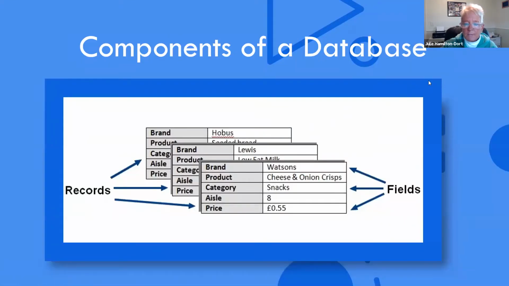So the real basic components of a database break down into three different levels. You have each one of your fields, and those fields might be brand, product, category, aisle, price, and so on. And each one of these are records. So you have a record for Watson's, you have a record for Lewis, you have a record for Hobus. And then all of those records are saved within one file.